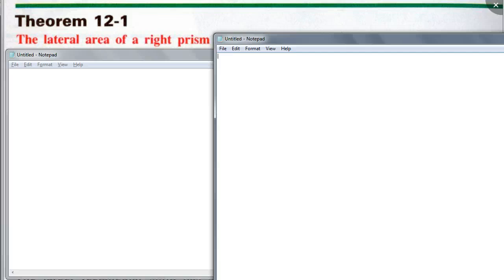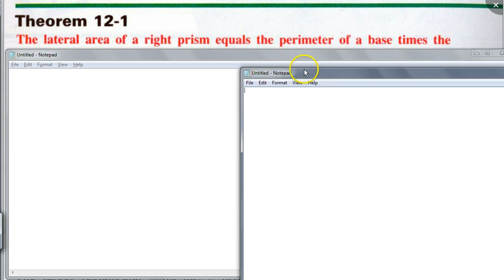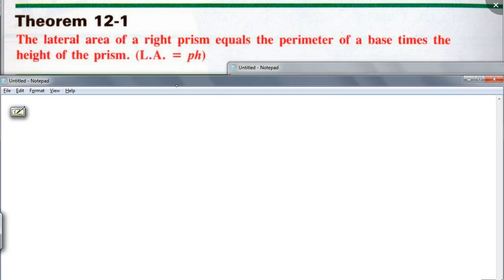Let me see, somebody random. How about Jack? What do you think? I think it is the altitude times the base times the amount of sides. Yeah, depending on how many sides you have. You add up all the areas of the lateral faces. That's pretty easy. But it turns out there's an easier way. You could actually do this, which will give you the same result: the perimeter of the base times the height of this prism.